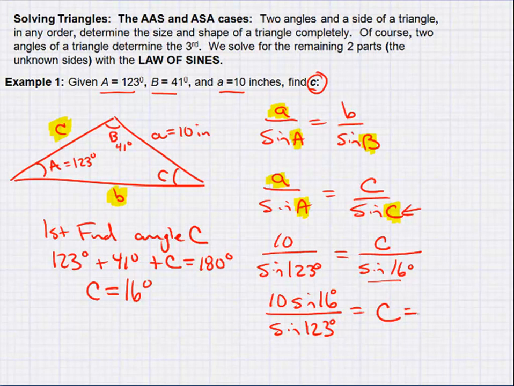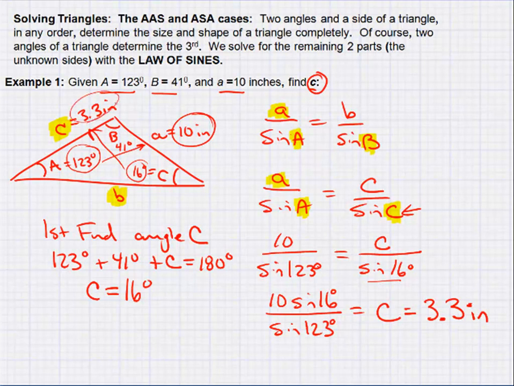So I come up with an answer of 3.3, and this would be in inches. So this side here is 3.3 inches. Now what you want is to make sense of this answer. If this angle right here is the biggest angle, and we found out that this angle was 16 degrees, then this side should be the biggest side. So proportionally, this angle and this side should work out very similarly. This is the smallest angle, and this side is smaller than this side. So if this angle's smaller, then this side should be smaller, and it should make sense.